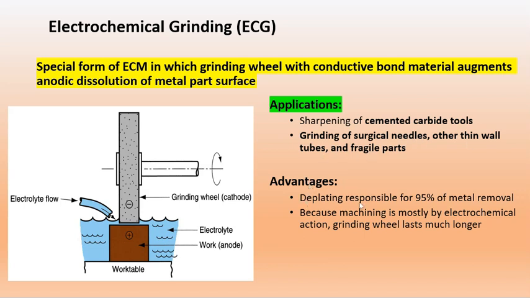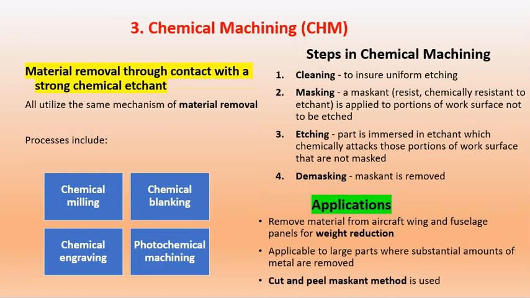Advantages: the dissolution is responsible for 95% of metal removal. So the grinding wheel lasts much longer because it is not touching the workpiece. So that's all for the electrochemical. Next, we will look at chemical machining.